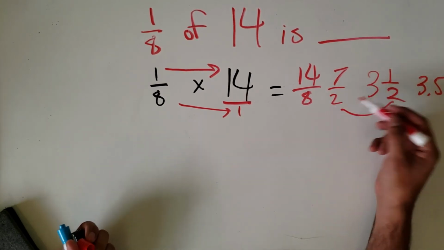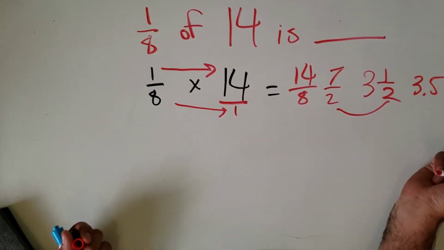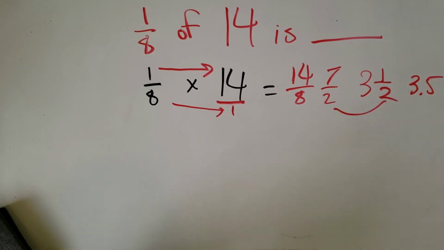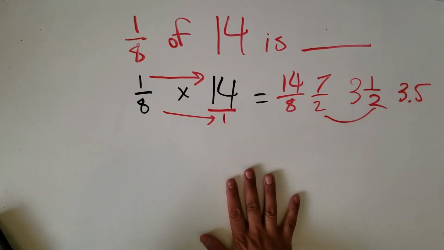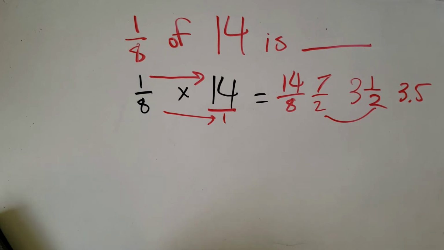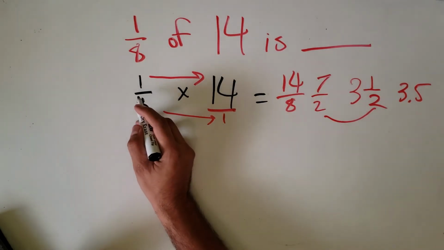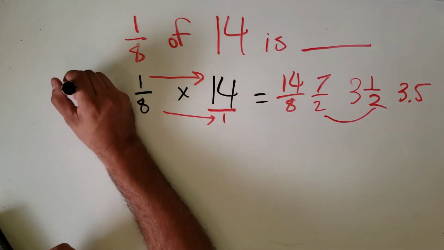14 over 8, 7 over 2, 3.5, and 3.5 are all the correct answer. Okay? So now let's do it the hard way. We have to turn this into a decimal, and then we'll solve it. Okay? So the first step is do the division.